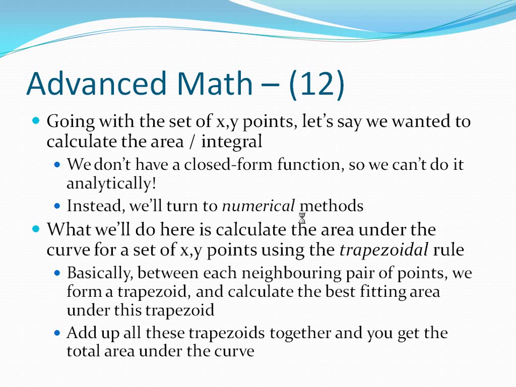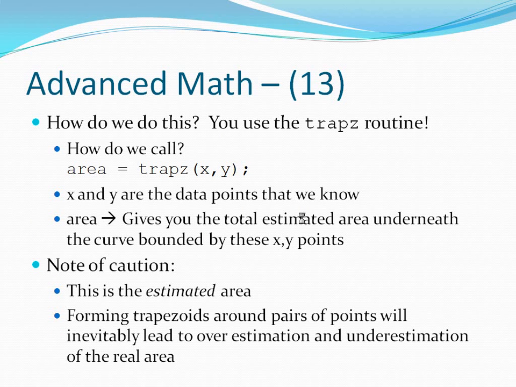How do you do this? You use what's called the trapz routine, or the trapezoidal rule. So how do you call this? All you do is you specify a pair of x and y points, the x and y data that is known to you, but you don't know what the function is. You run the trapz command, and then it gives you the area that is estimated underneath the curve using trapezoids.